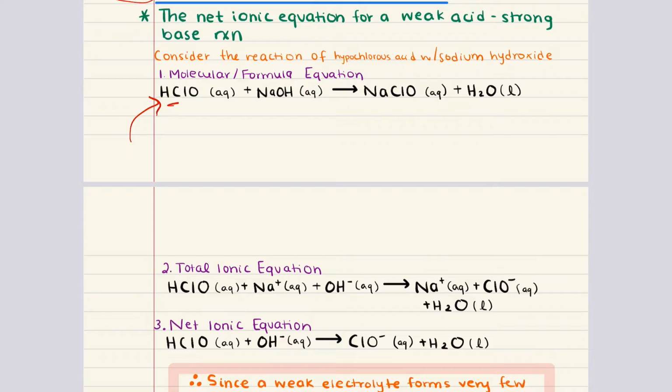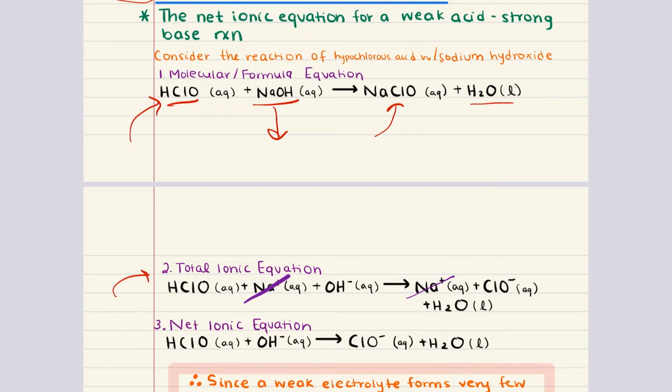So here we have our weak acid, our strong base, sodium hydroxide. They react to give us our salt and water. Now, our strong base and our salt are going to dissociate in solution. So when we are writing our total ionic equation, we're going to write them in their dissociated form. And what we notice is that sodium appears on both the reactant and the product side. So that is our spectator ion. We can go ahead and eliminate it. And what we're left with is our net ionic equation.